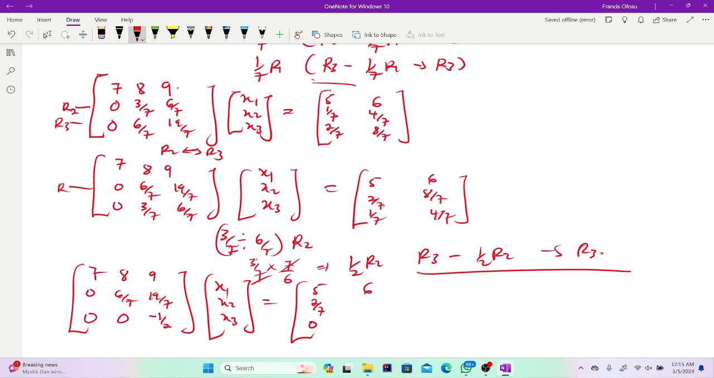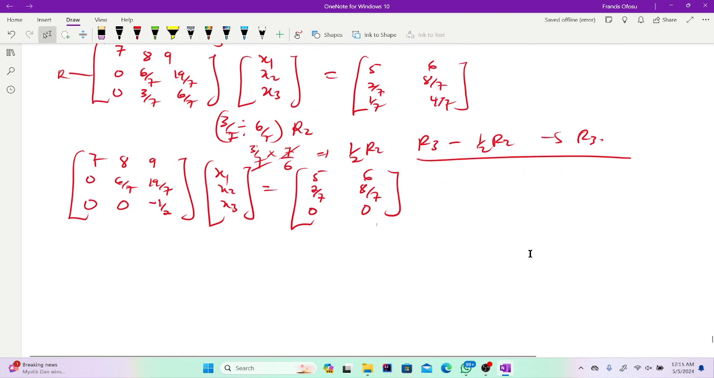Then when I come to this side, here is 8 on 7. Then I'll have 4 on 7, right? Minus 0.5 times the 8 on 7 I have here, and that is also 0. So now I'm done reducing my matrix into the upper triangular matrix.